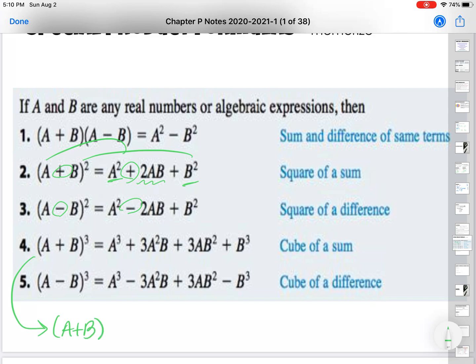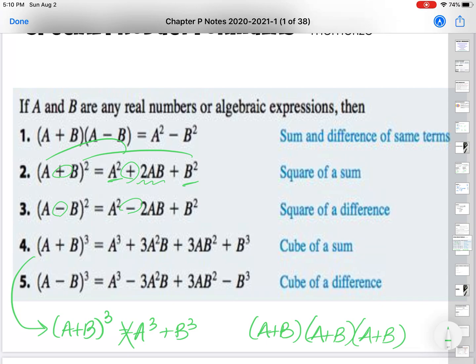So a plus b to the third power does not mean a cubed plus b cubed. That is not correct. That would mean you have to write the parentheses out 3 times and perform FOIL a couple of times here. Okay, so just keep that in mind.